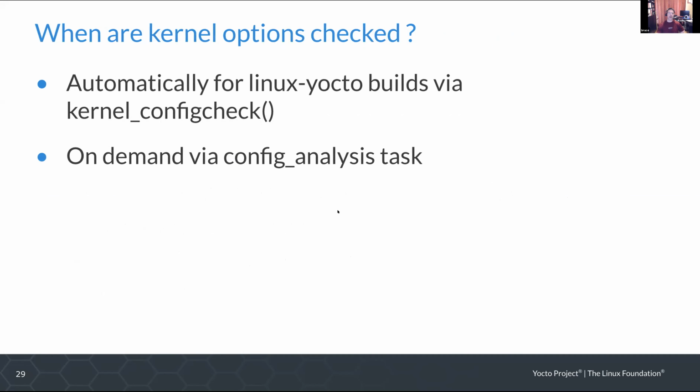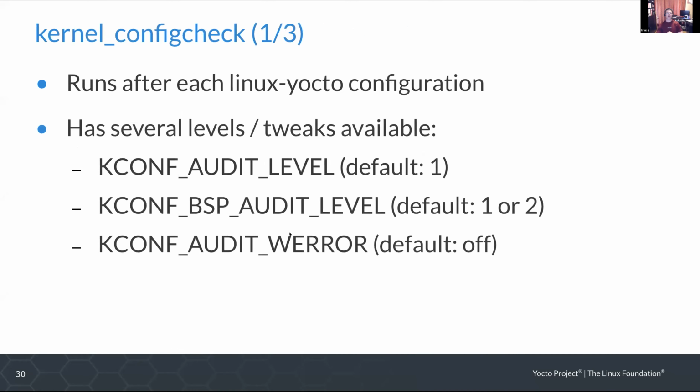So every linux-yocto or kernel-yocto build, if you will, does do a kernel config check run. And I wrote a task, config analysis, where you can specify your option in your local.conf, and it will run the analysis on that and tell you in detail.